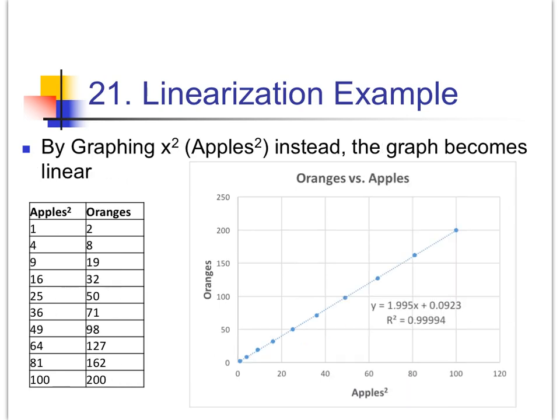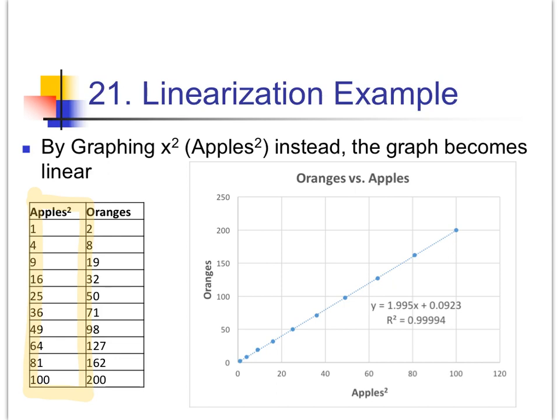So we can see here, here's our modified data. We've taken all of those apples values from the last data table and we've squared all of them. And when we do that and regraph it with apples squared on the x and oranges on the y, you clearly see that we now have a linear graph. We have a nice r squared function, and here is our new equation for that line.